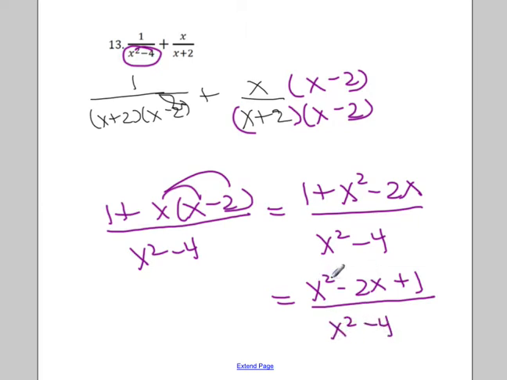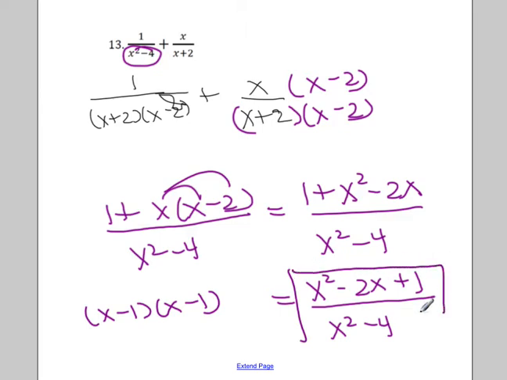And then I would just check, if I were to refactor this, would anything cancel? Well, it multiplies to 1, so I would have to do x minus 1, x minus 1. And x squared minus 4 factors with 2, so there would be nothing that cancels. So there is my final answer for number 13. Okay, let's look at number 14.